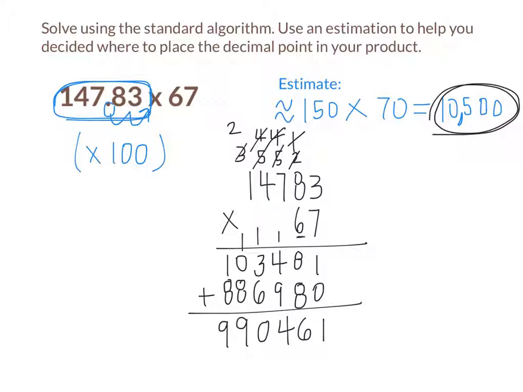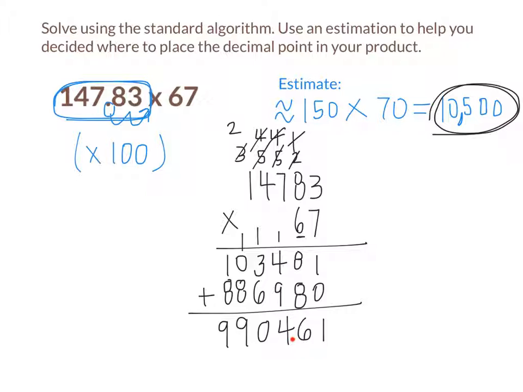No. Let's think about where we would need to put our decimal point to make it closer to our estimate. If I put it here, I have 990,461. Is that close to our estimate? No. If I put it here, I have 99,046 and 1 tenth. Is 99,000 close to 10,000? No. If I put it here, I have 9,904 and 61 hundredths. Is that close to 10,000? Yeah. Is it closer than anything else we can get? Yes. That's the closest we can get.